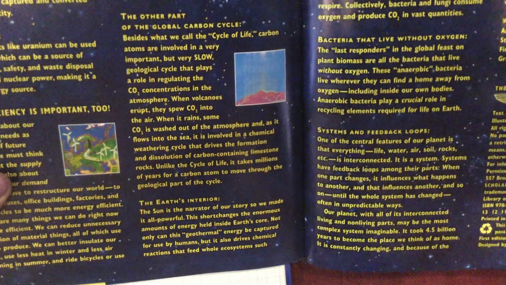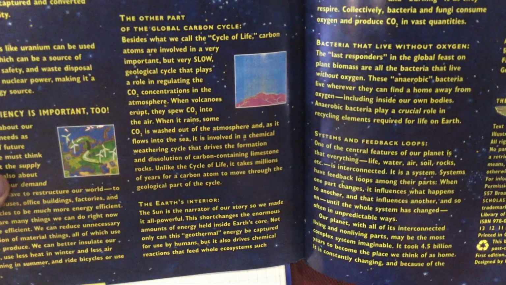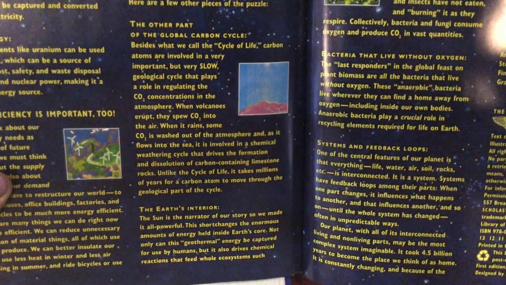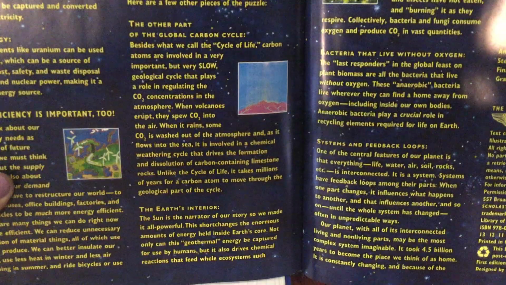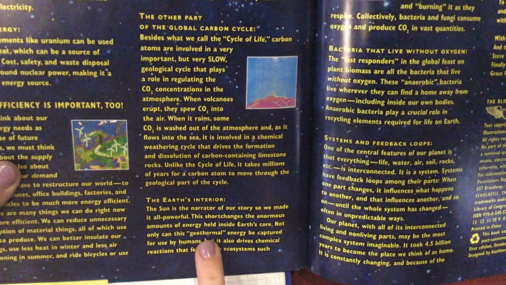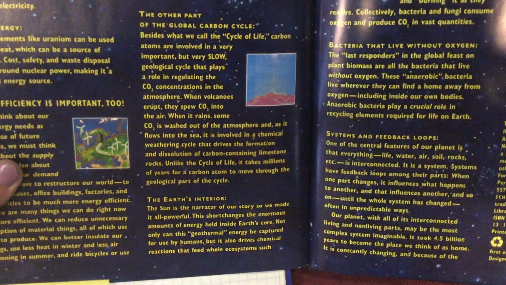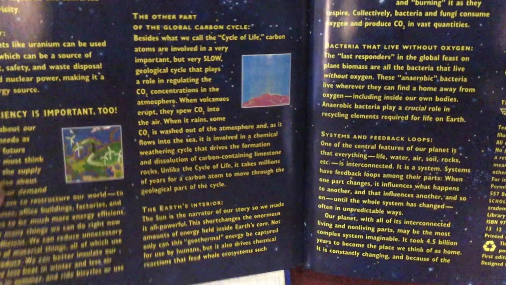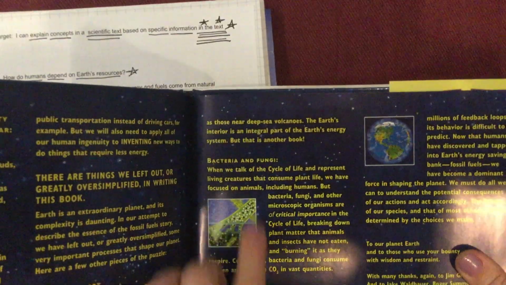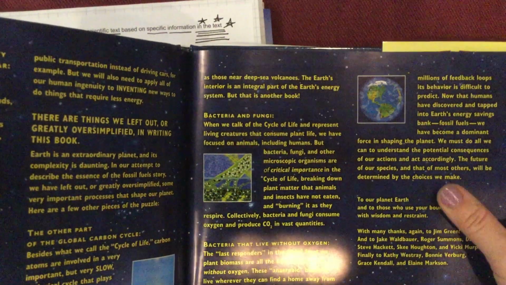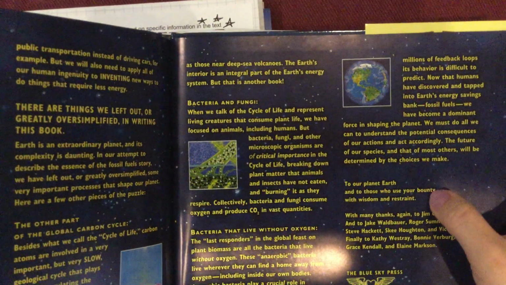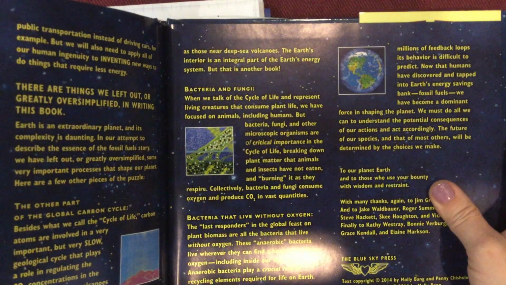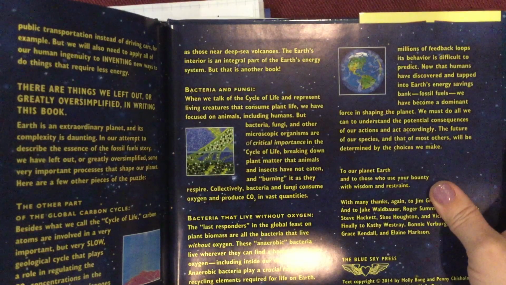The Earth's interior. The sun is the narrator of our story, so we made it all-powerful. This shortchanges the enormous amounts of energy held inside Earth's core. Not only can this geothermal energy be captured for use by humans, but it also drives chemical reactions that feed whole ecosystems, such as those near deep sea volcanoes. The Earth's interior is an integral part of the Earth's energy system, but that is in another book.